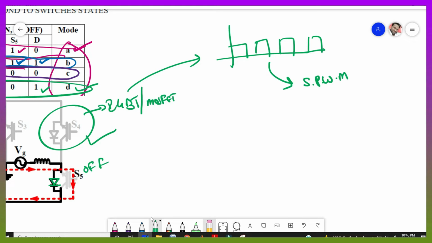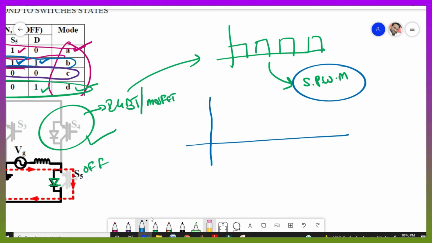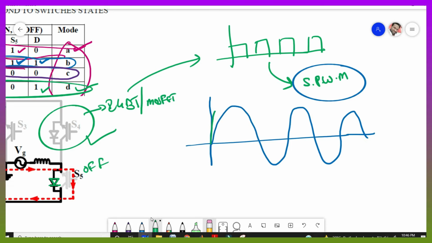We have so many pulse width modulations, but in our project we are using the sinusoidal pulse width modulation technique only. What is this sinusoidal pulse width modulation? How does this technique turn switches on and off? Just take one simple sine wave, and take another wave, one carrier wave, like anything. But in our project we are taking the triangular wave. You can take trapezoidal, sawtooth, whatever it may be, but in our project I am taking the triangular wave.